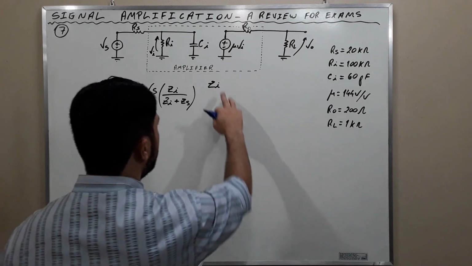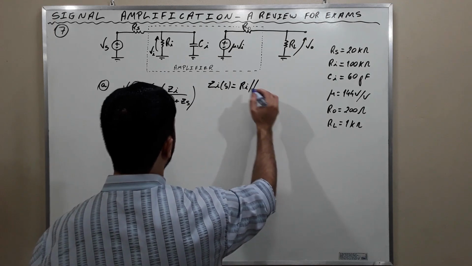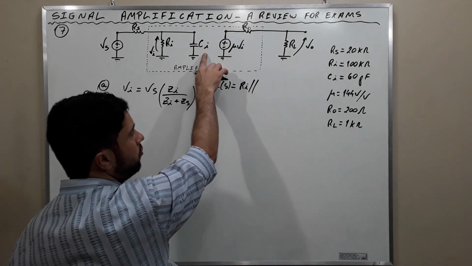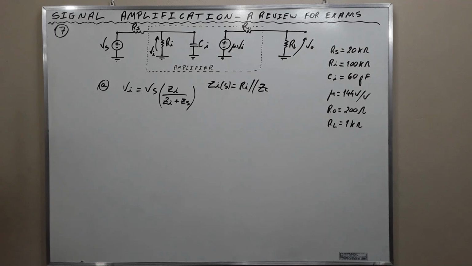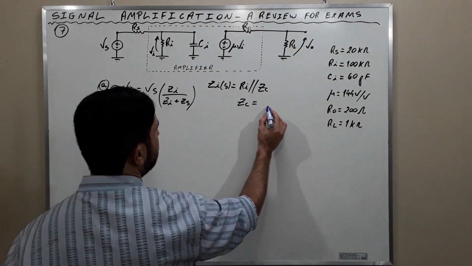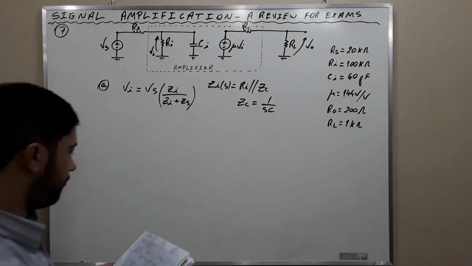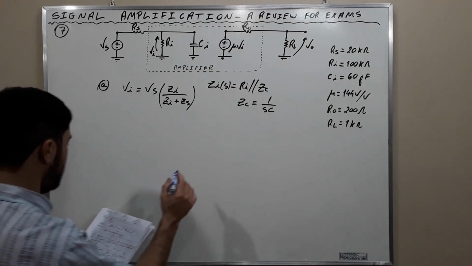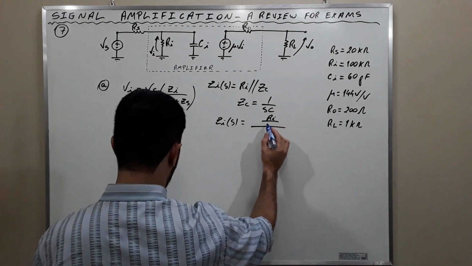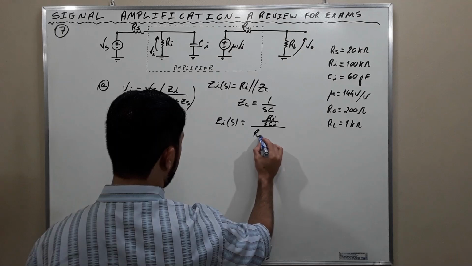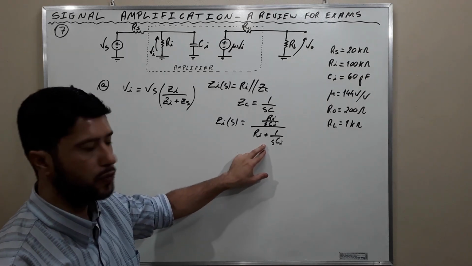In the frequency domain, ZI of S is equal to the parallel connection between the resistance of the resistor and the impedance of the capacitor. We're gonna call it ZC. Okay? Where the impedance of a capacitor is 1 over SC. Okay? Continuing, we find that ZI of S is equal to RI over SCI divided by RI plus 1 over SCI. It is the product divided by the sum, okay?